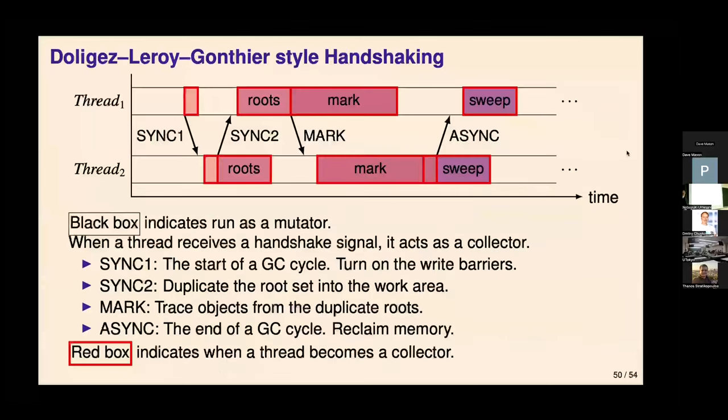This is the handshaking protocol of our garbage collection algorithm. By some trigger, the first signal is sent to another thread by one thread, and by exchanging the signal between the threads, the garbage collection proceeds.